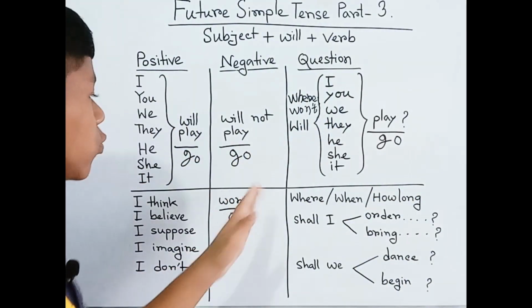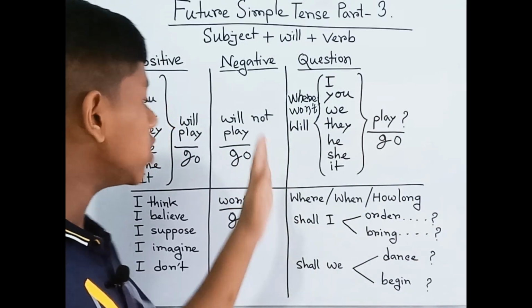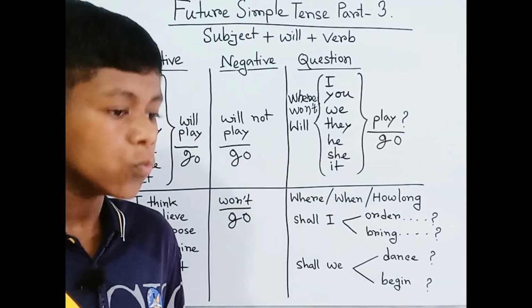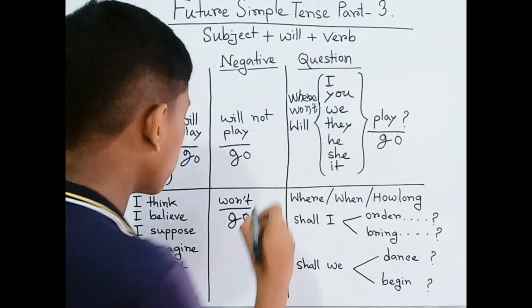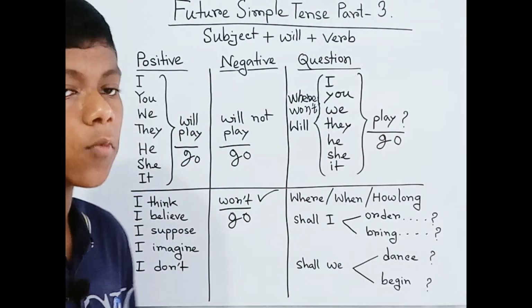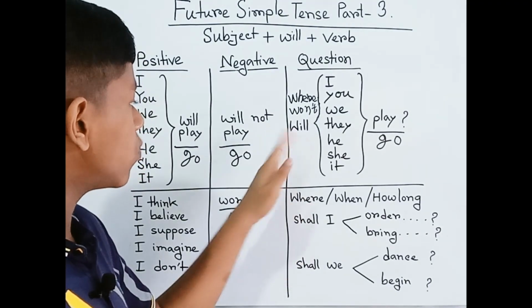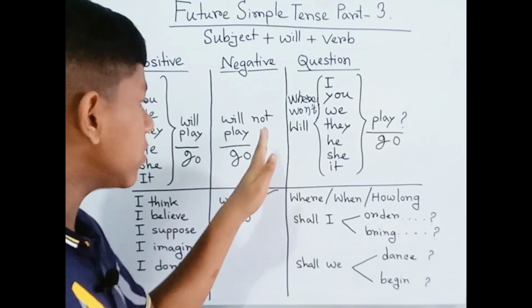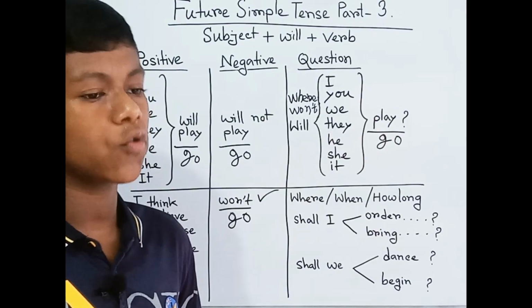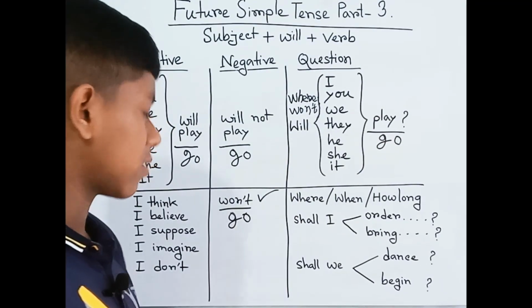And if I talk about "will not", it depends on you. Will you use "will not" or "won't"? But we will observe "won't" because "won't" is used most of the time. Generally, we will try to avoid "will not". Okay, so we'll try to avoid this.